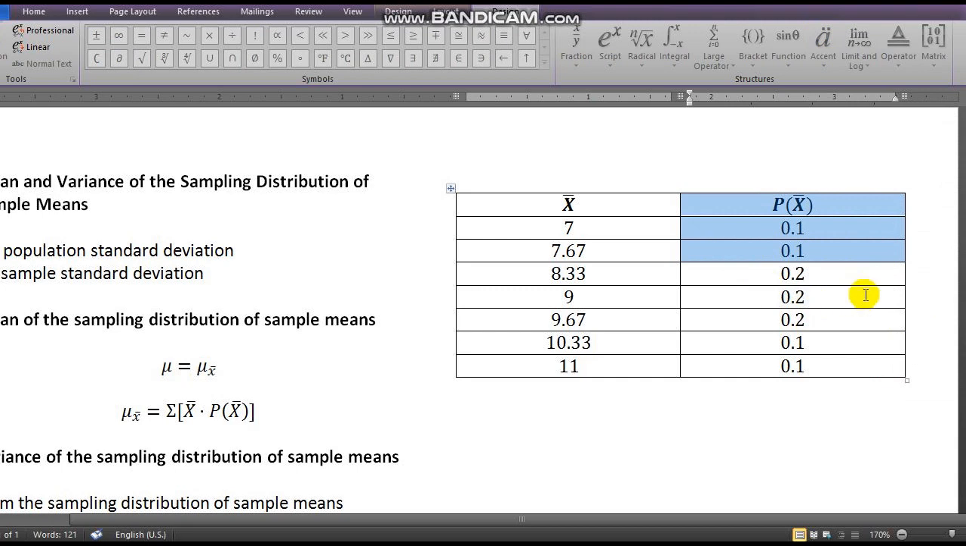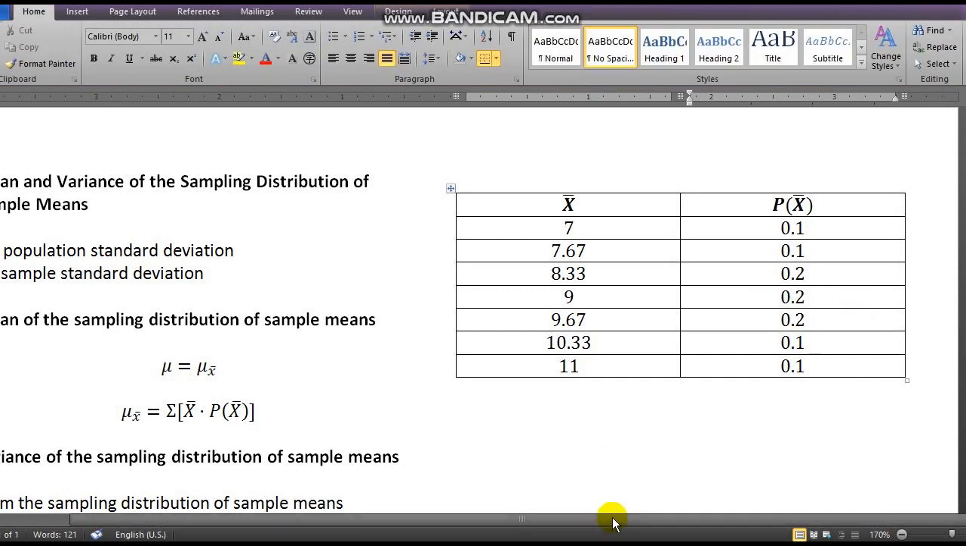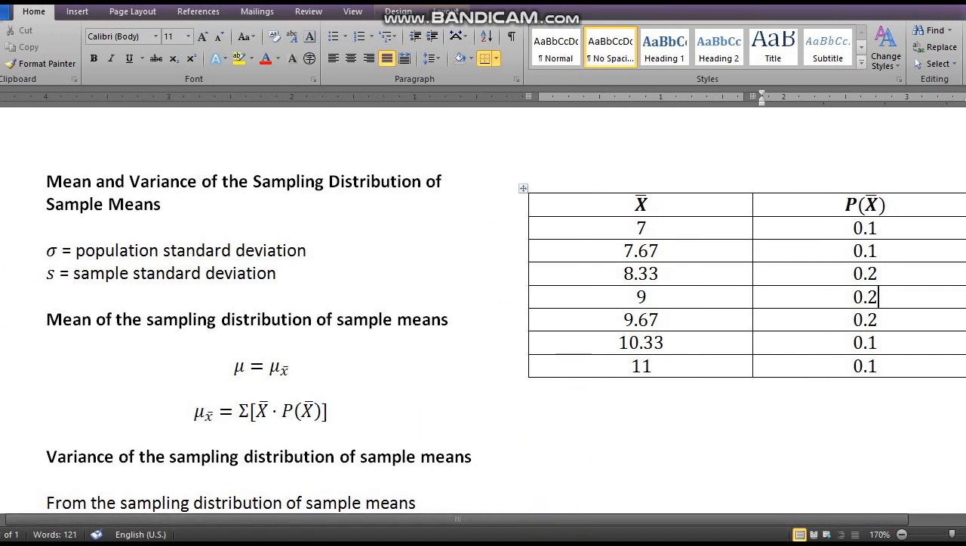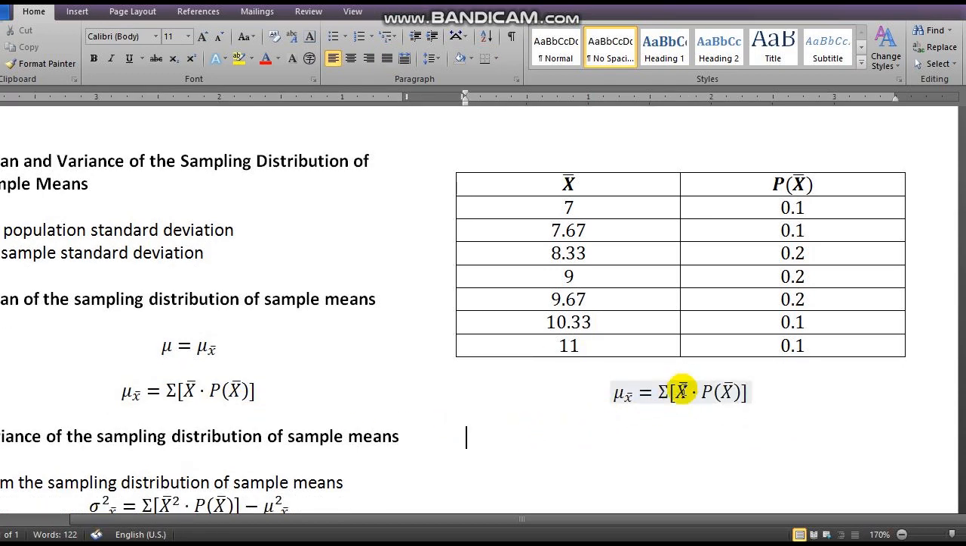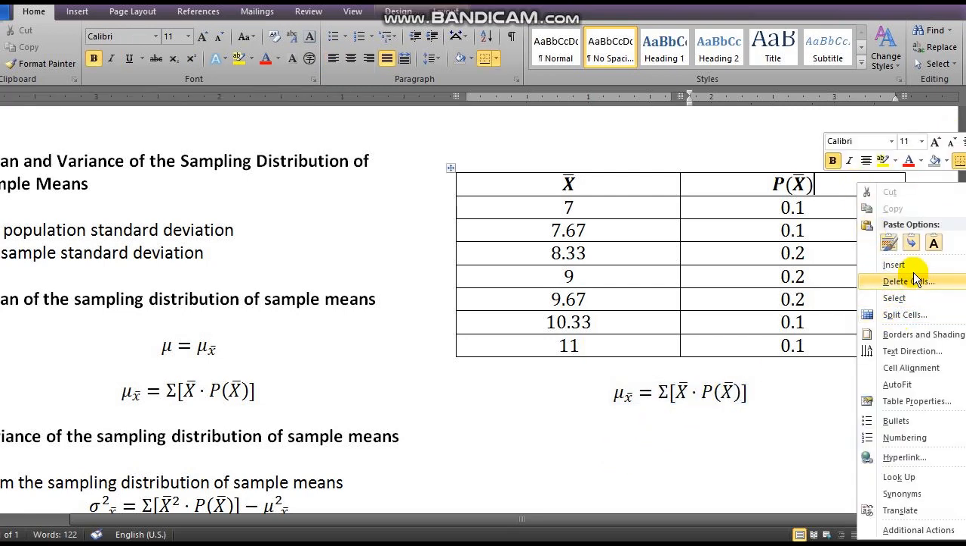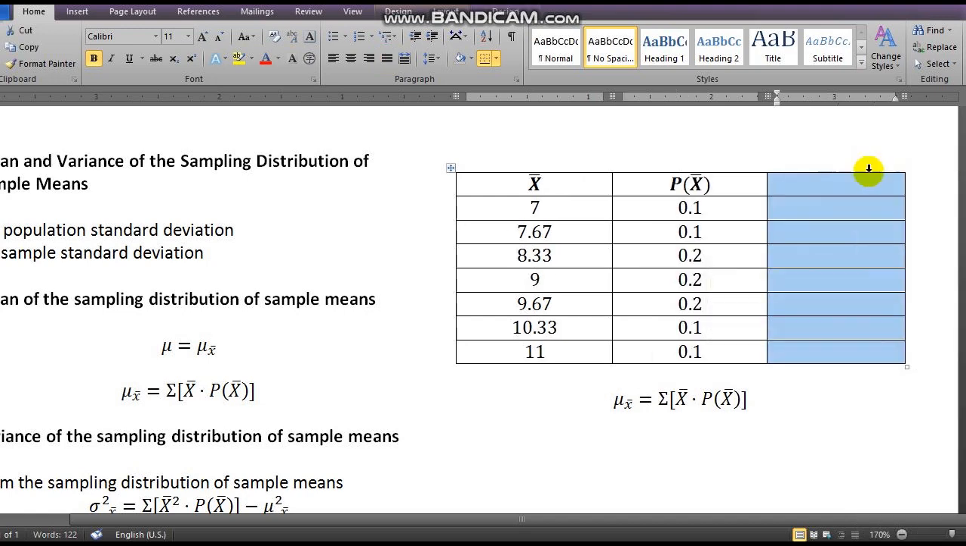X bar. So what we'd like to know is the mean, variance, and standard deviation of the sampling distribution. Let's start first with the mean. Remember, the formula for the mean is this one. This is our mean. So let's have first the x bar times P of x bar. So let's insert a column to the right.